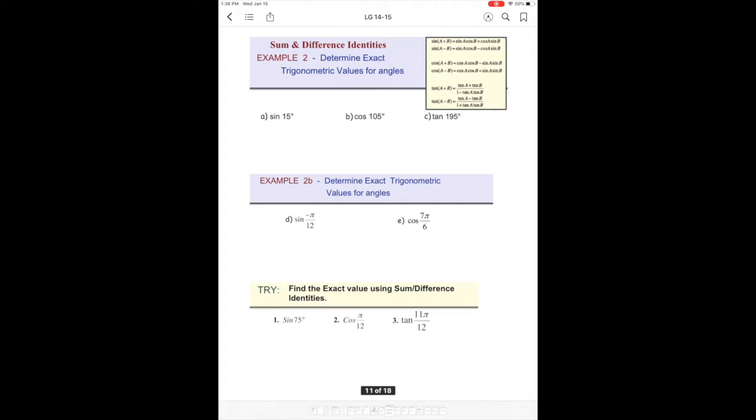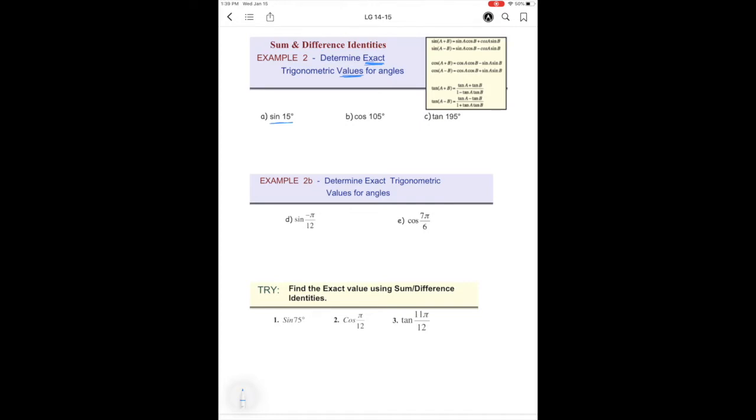All right, we're back again with the second part of Learning Guide 15. So now we are on example 2, looking at some sums and differences. And now we have something that is a sine 15 here. If you look at sine 15, it wants us to find the exact values.